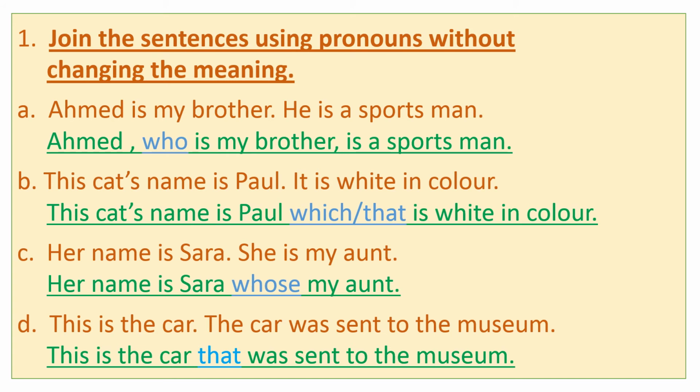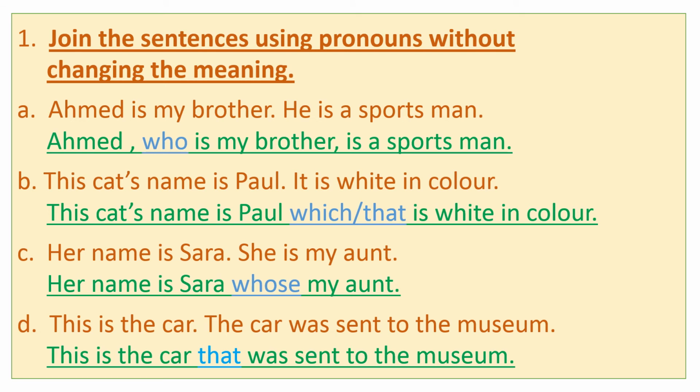Now the next sentence. This cat's name is Paul. It is white in color. So the sentence is talking about a cat. So cat refers to an animal. Okay. So when a sentence is referring to an animal or a thing, we can use the relative pronoun which or that. Is that clear? Now let us use this which or that to join the sentence. Okay. This cat's name is Paul, which is white in color. The other way of writing this is, this cat's name is Paul, that is white in color. So we can use both which or that in this sentence because it has got an animal in it.